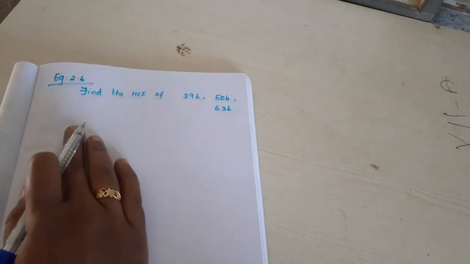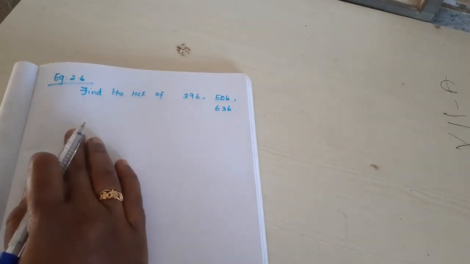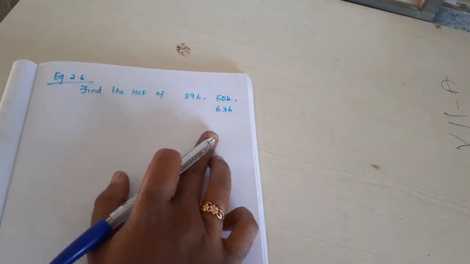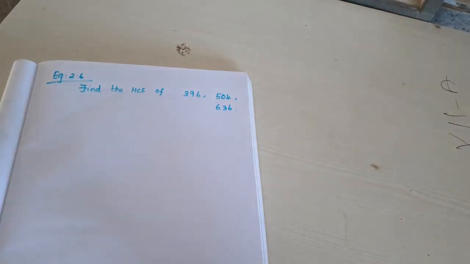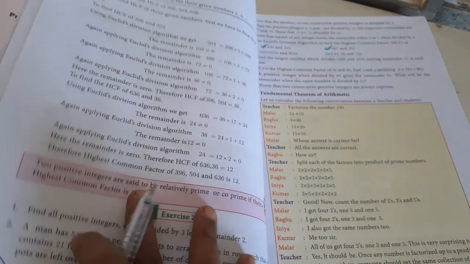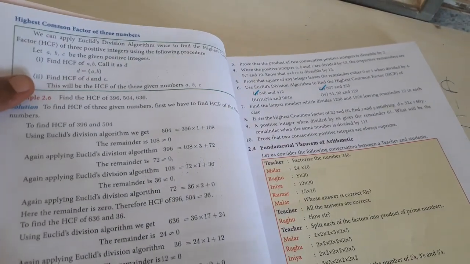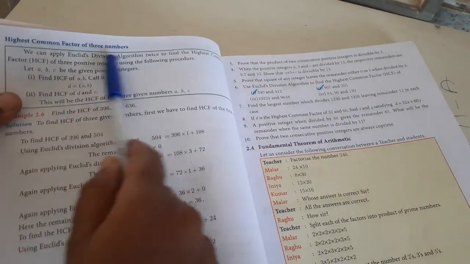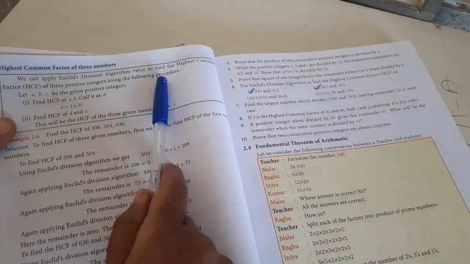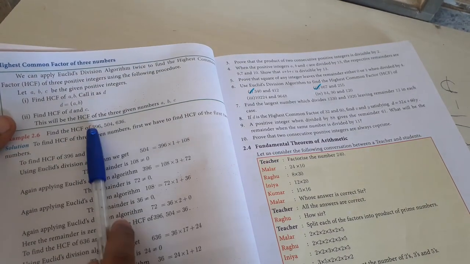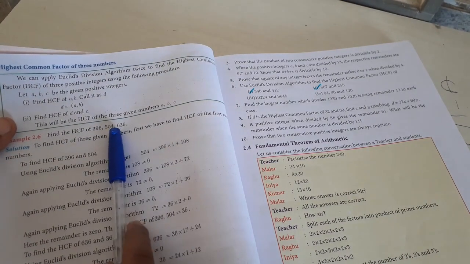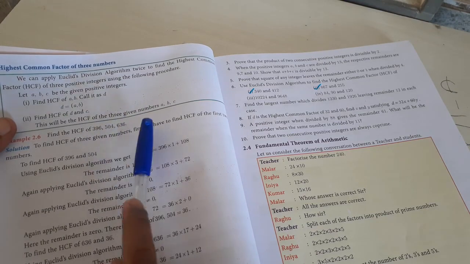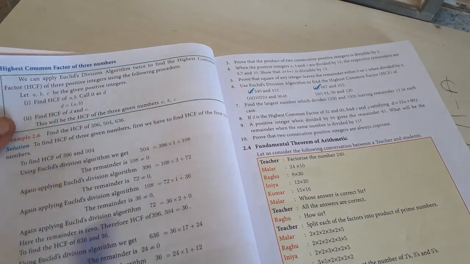Okay dear students, listen. In example 2.6 we are going to find the HCF of 3 numbers. You can refer to your textbook page number 42. How can we find the HCF of 3 numbers? Applying the division algorithm, we need to find it 2 times. For the first 2 numbers we find the HCF, and with that answer and the last number we can find the required HCF.